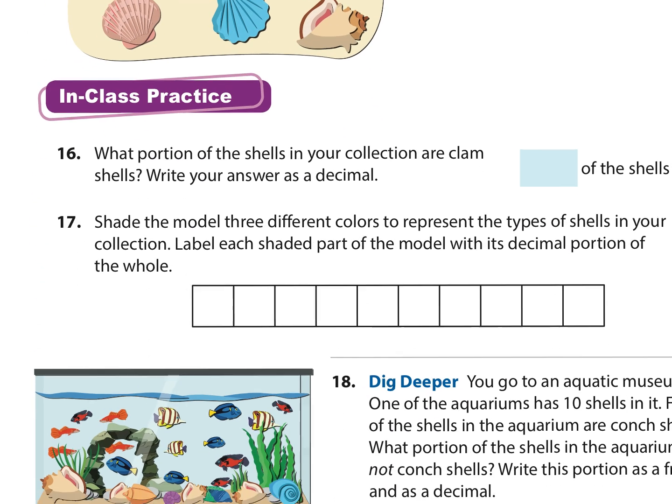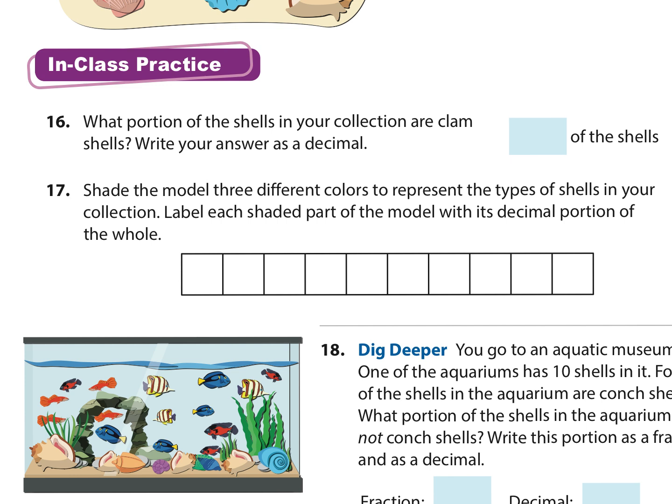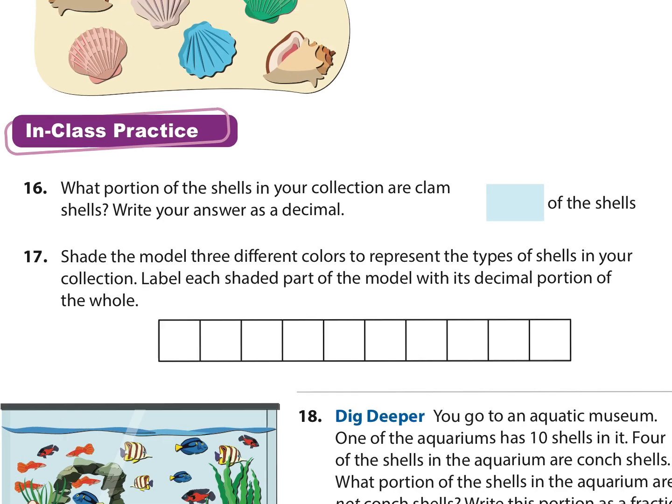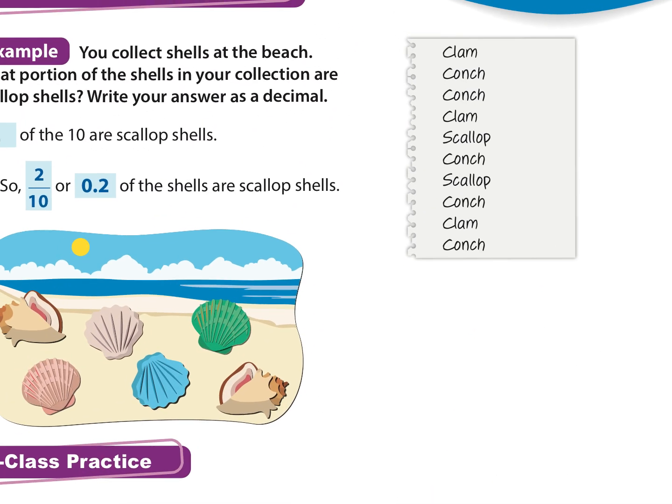All right, so in class practice, here we go. What portion of the shells in your collection are clam shells? Write your answer as a decimal. So looking at that list, how many are clam? 1, 2, 3. I only see 3 clam. Am I miscounting? No. There's only 3.